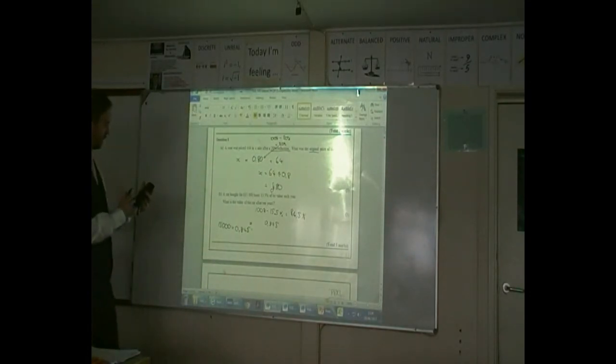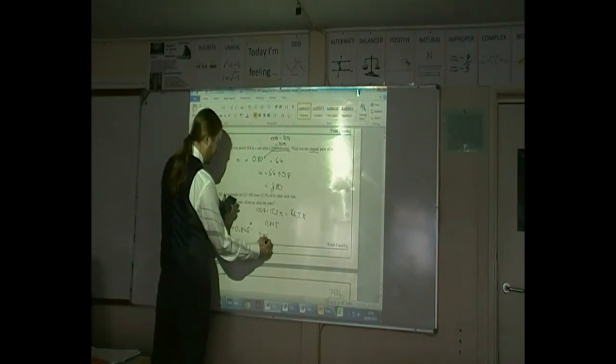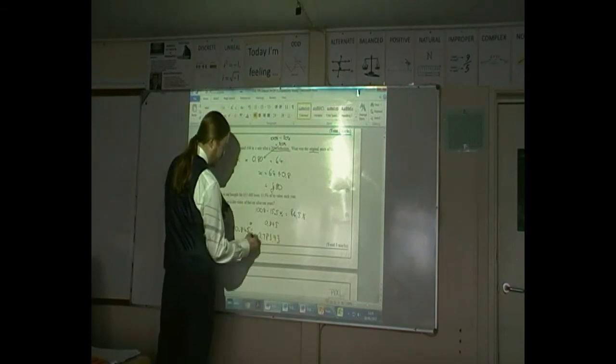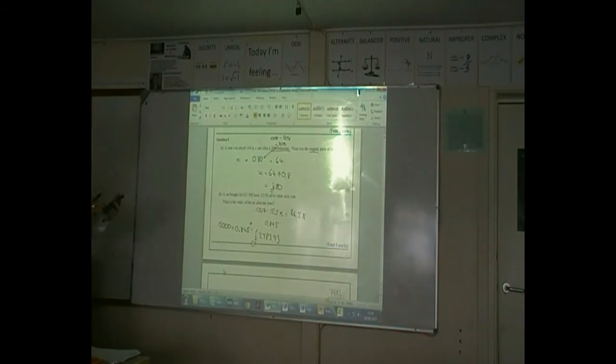So we do 15,000 times by 0.845 and then to the power of 10. And it comes to 2,783.93. So that's £2,783.93.